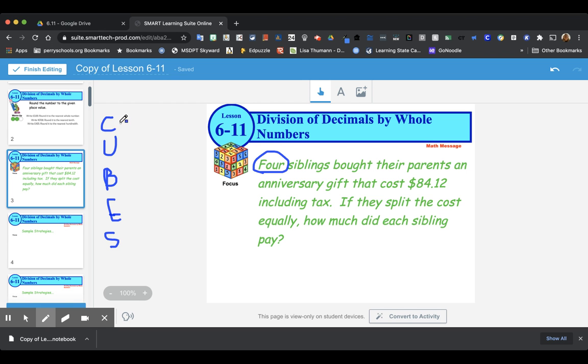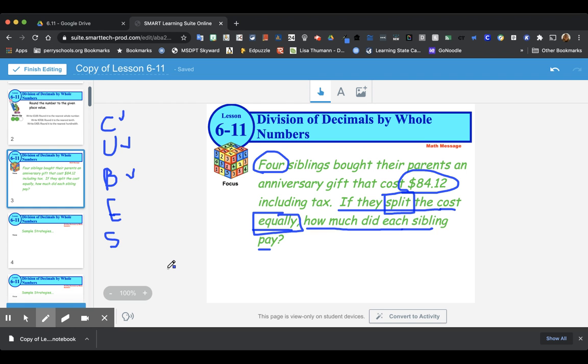I'm going to go through and circle all the numbers. So I see 4, $84.12. They split equally. Okay, so I've circled all the numbers. I'm going to underline the question. So how much did each sibling pay? And this part is part of the question. It's important information if they split the cost equally. So I'm actually going to box in split and equally.